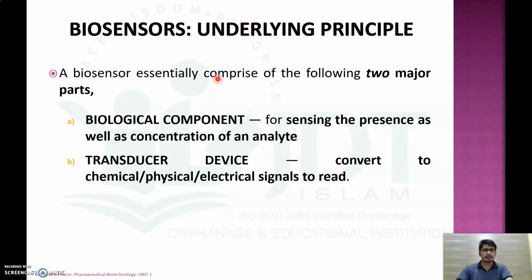Now, what are the underlying principles? As we mentioned before, here we are combining biological components with a transducer device. So there are two major parts of the biosensor. One, the biological component, which is for sensing the presence as well as the concentration of analytes. And another part is the transducer device, which is used to convert the physical, chemical or electrical signal in such a way that it can be read.